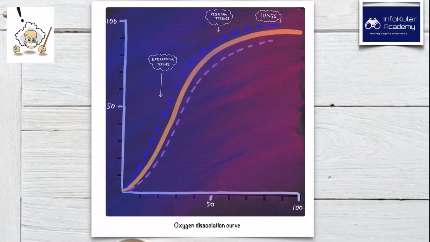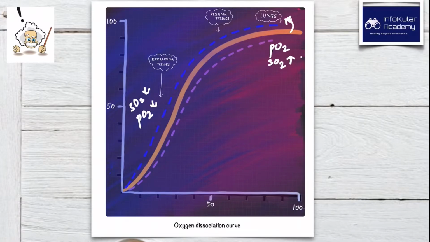We can see that the sigmoid shaped curve towards the right hand side shows increased partial pressure of oxygen and increased saturation of oxygen. Hence it is depictive of lungs due to extensive gaseous exchange, whereas on the left side of the graph we can see that there is decreased partial pressure of oxygen and decreased saturation of oxygen, mostly seen in exercising tissues or tissues where the oxygen consumption is high or utilization is high.